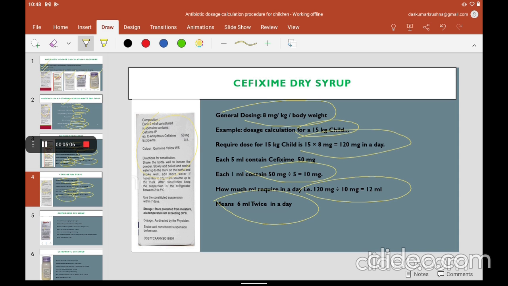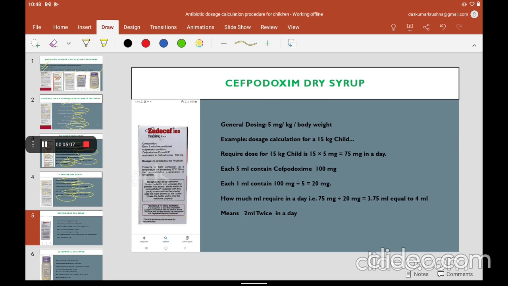Next one, that is cefpodoxime dry syrup. General dosing of cefpodoxime dry syrup is 5 mg per kg body weight. Example, the dosage calculation for a 15 kg child. The required dose for a 15 kg child is 15 into 5 mg equal to 75 mg in a day.